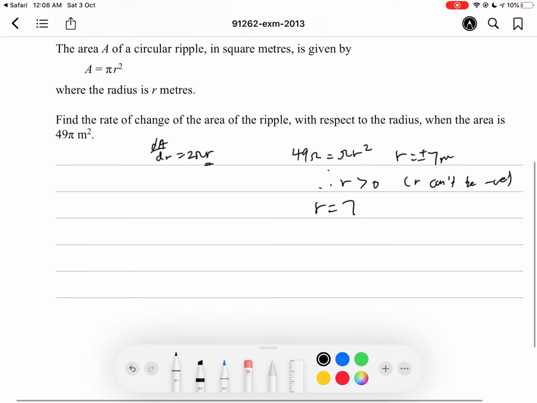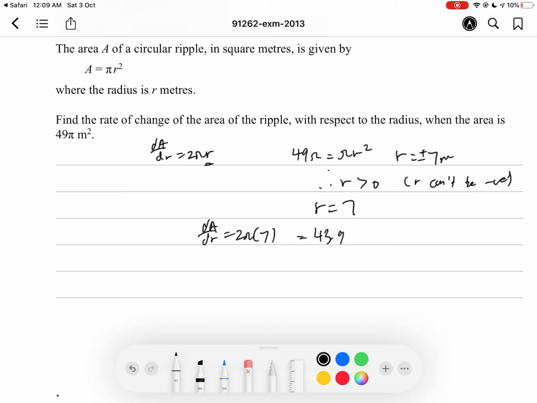So now we can find our dA over dr by substituting radius equals 7. So dA over dr equals 2 pi times 7. So that should give us 43.99 meters squared per second. Sorry, is it per second? It doesn't tell us the time. So we don't actually need a unit, so we just leave our answer like this. So 43.99, and that will give us a merit level grade.